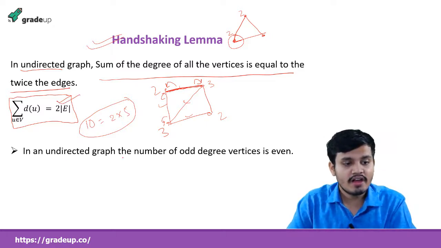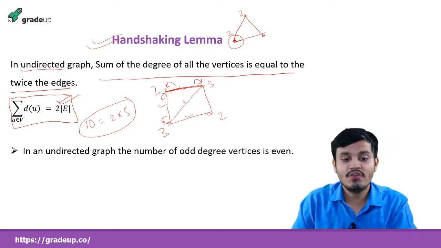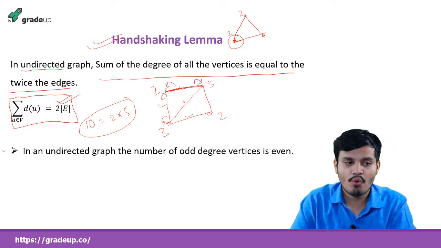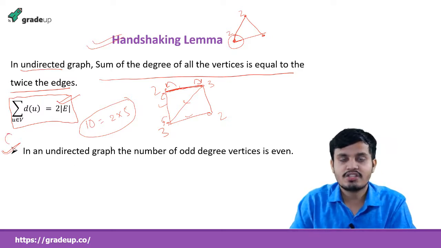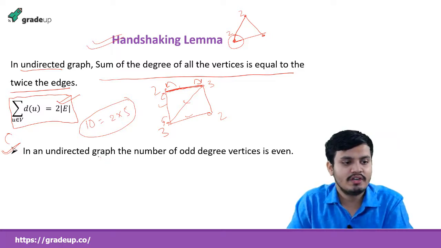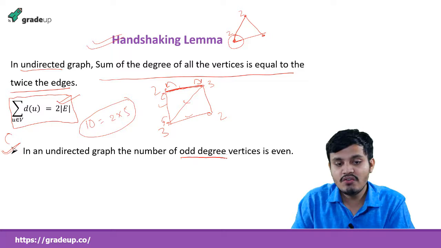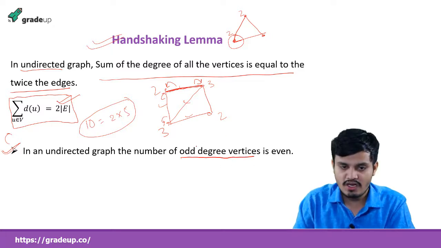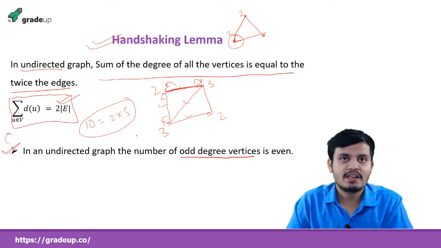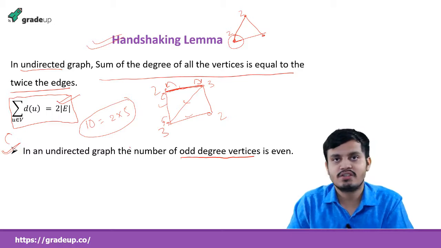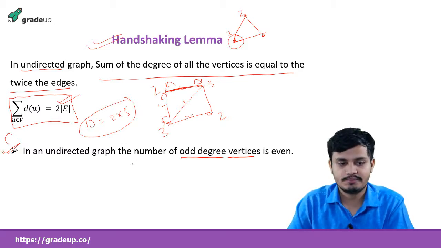In an undirected graph, the number of odd degree vertices is even. Here something is given which is actually based on that. You need to understand it and also try to prove it. It is saying that the number of odd degree vertices is even. How can you prove that?